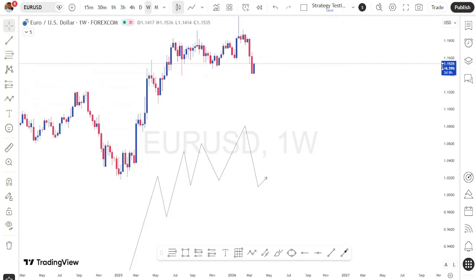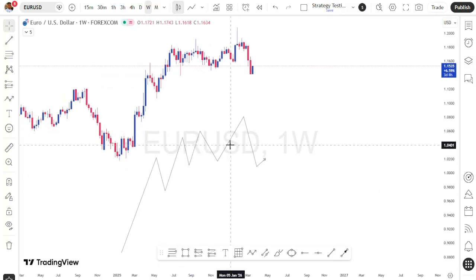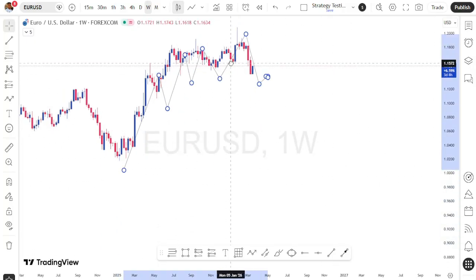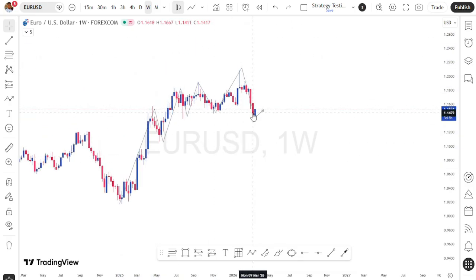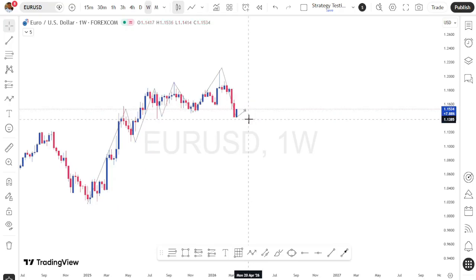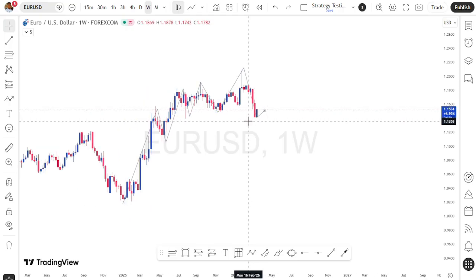You can see I'm just going to put that right here. So this is the structure that the weekly time frame is printing to us and what exactly is happening on the weekly time frame. So I'm going to go straight to the daily time frame and let's see what the daily time frame is saying as well.